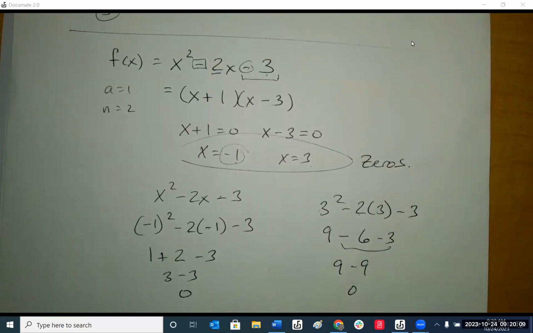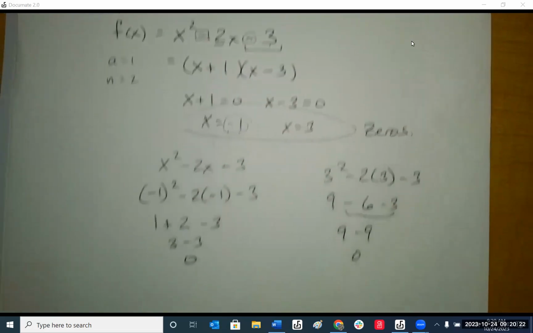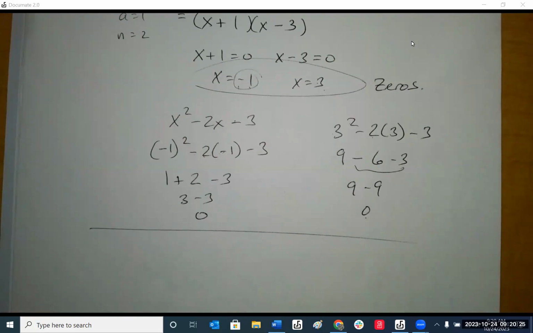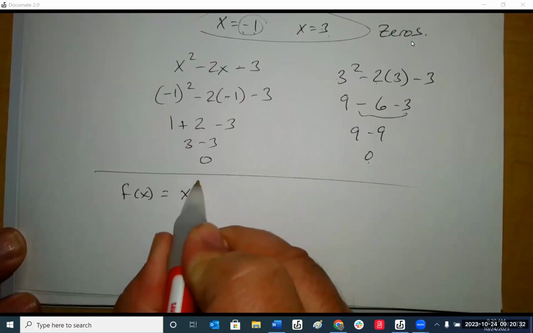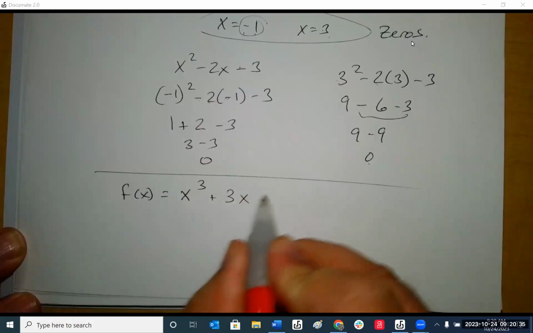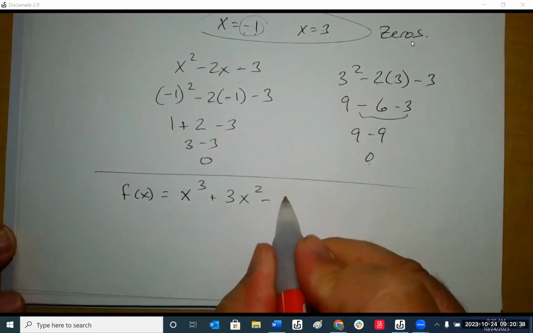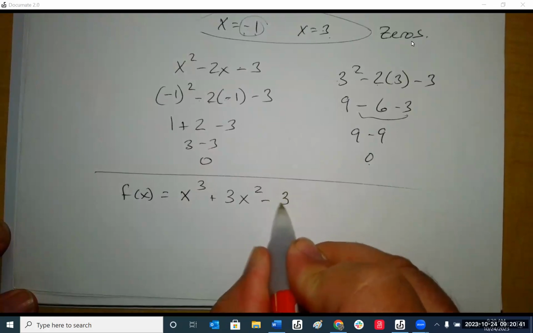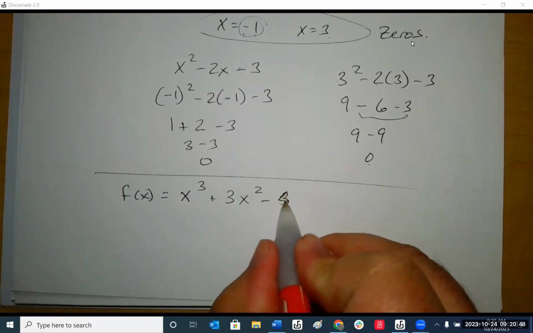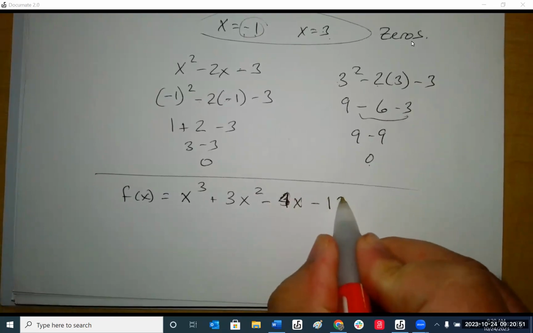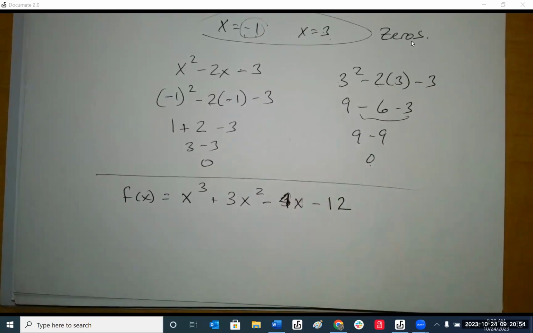You see what happens here? If I plug these back in here, I get zeros. That's how I know these are my x-intercepts. If it doesn't equal 0, then it's not an x-intercept. That's pretty easy. We've been doing this stuff already. How about if we had this equation? What if we had this equation?